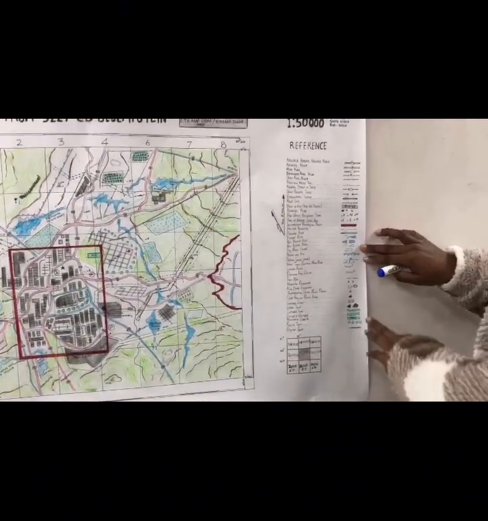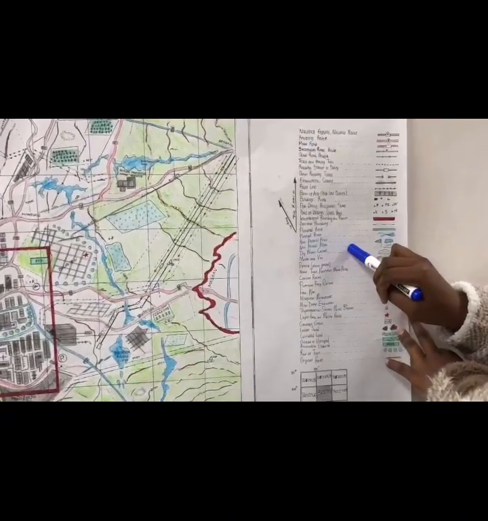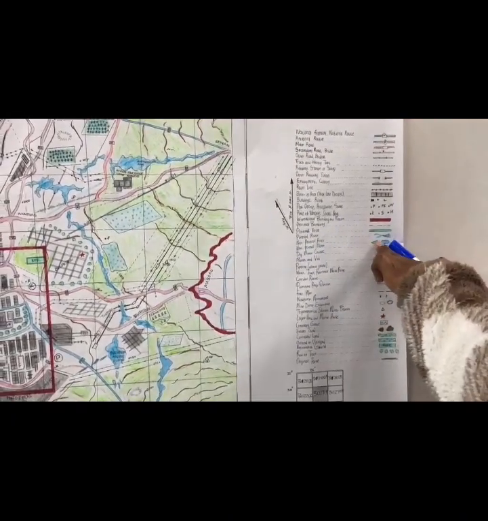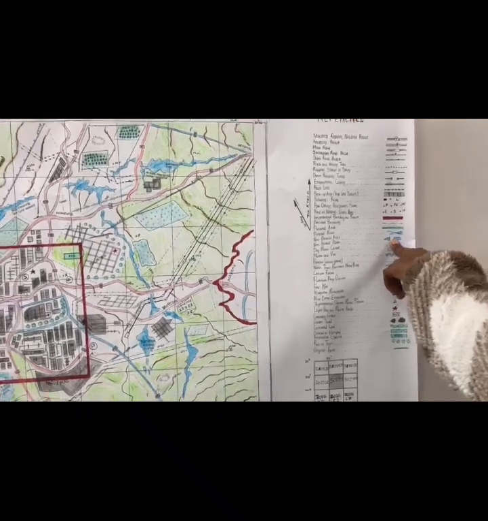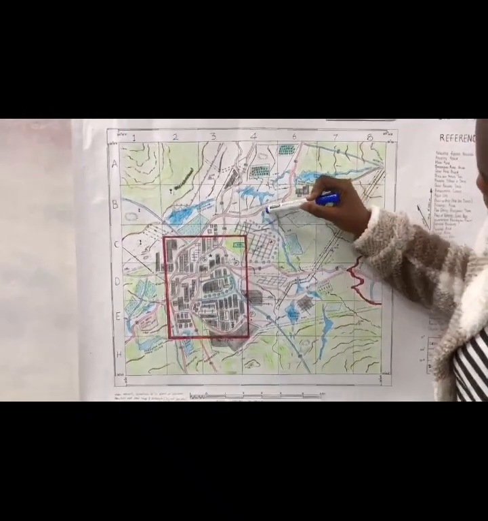I want us to also look for the perennial river, which is blue on the reference list. So on the map, here's the perennial river.